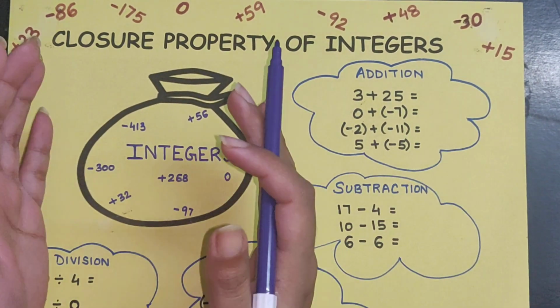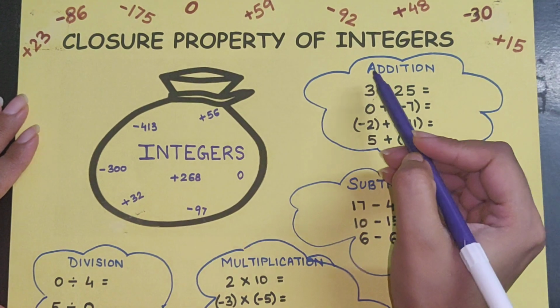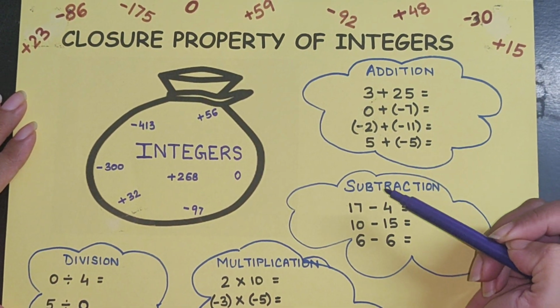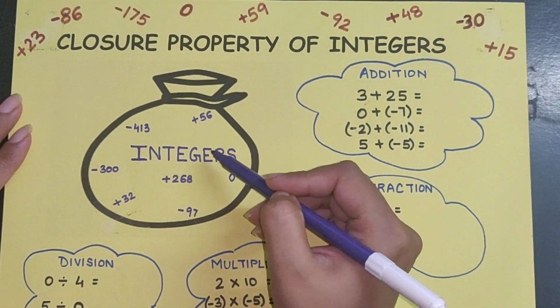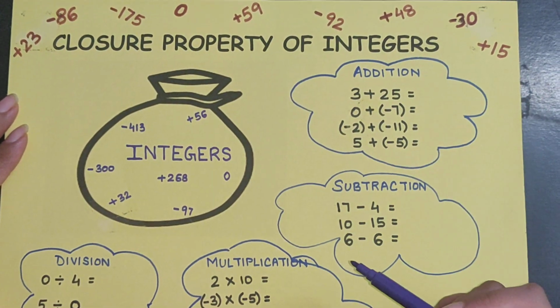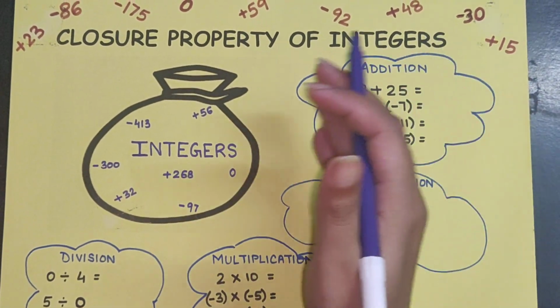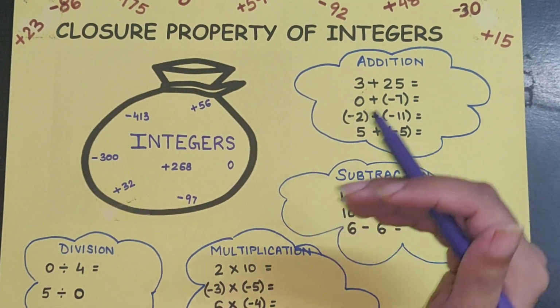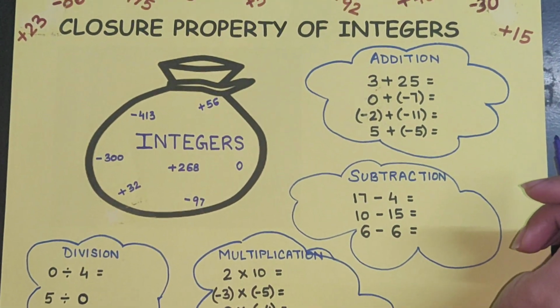Okay, so now when all the integers are inside the bag, we'll observe for the 4 operations independently whether the answers that we are getting are inside the bag or outside the bag. This will give us an answer to the question whether the addition of integers is closed or not, subtraction of integers is closed or not, and similarly for multiplication and division. So let us start with addition first of all.